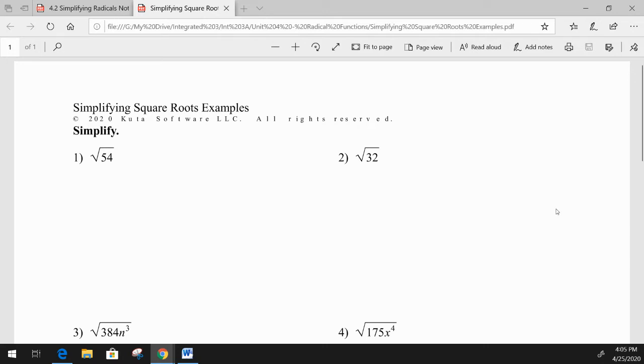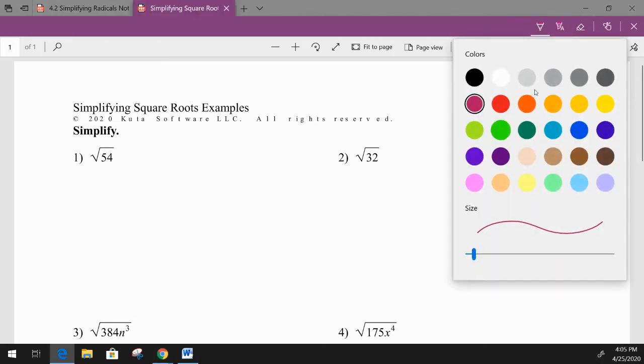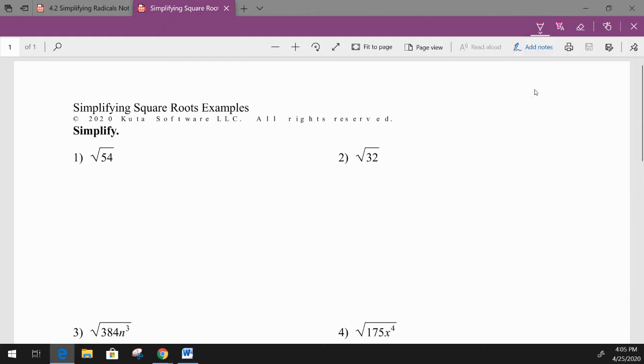The smallest perfect square is actually 1. Oops, I need to get my pen going here. All right, so the smallest perfect square is 1. The square root of 1, though, is equal to 1, so that really doesn't help us simplify square roots. So we will not be using 1 as a perfect square when we're simplifying radicals.